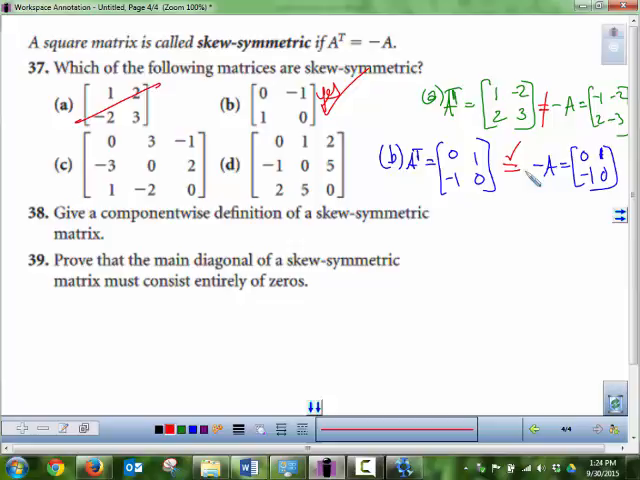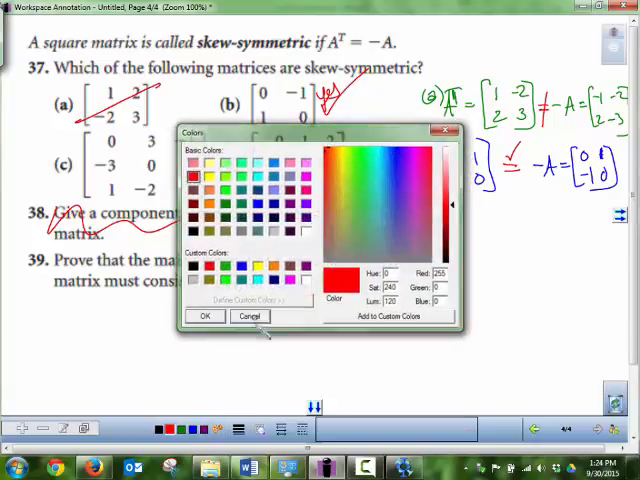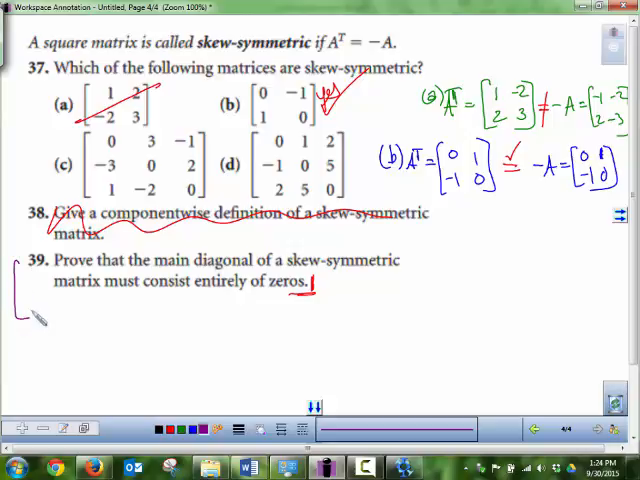Which one do we want to do, 38 or 39? One of them is a proof. The other one is kind of like a proof. Let's do one of them just for fun. 39? Yeah, you guys are going to go for the proof. Prove that the main diagonal of a skew symmetric matrix must consist entirely of zeros. Let me cross that one out so we don't mess with it. Let's see if we can prove this.